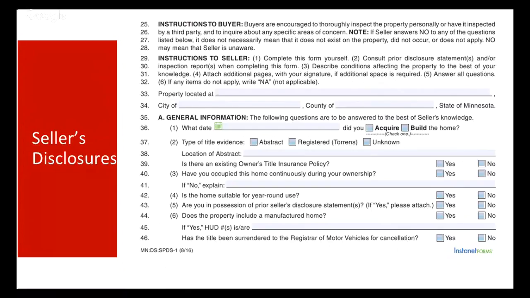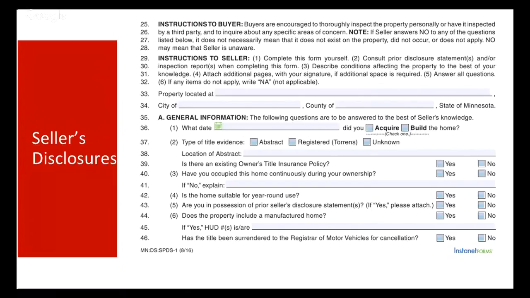Describe conditions affecting the property to the best of your knowledge. Attach additional pages with your signature if additional space is required. Answer all questions. If any items do not apply, write NA, meaning not applicable. Okay, so property address, city, county, general information.